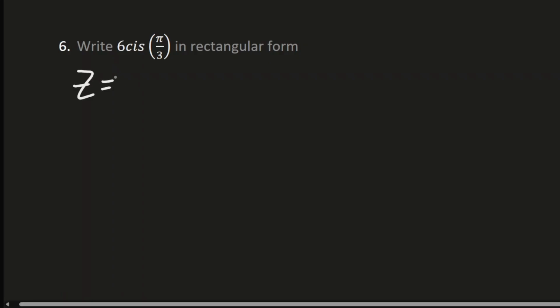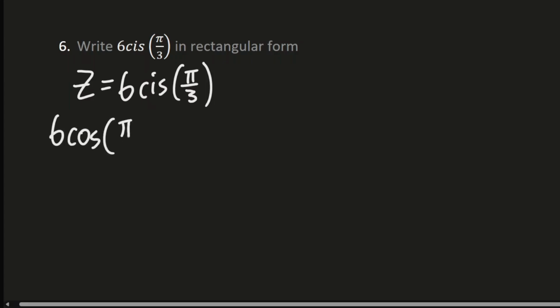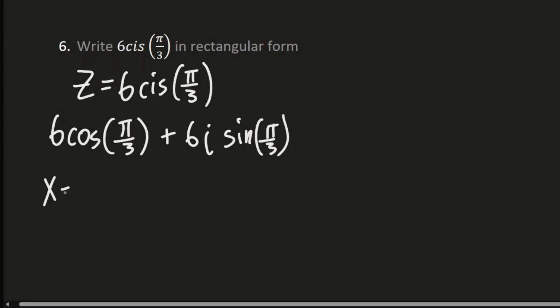We have 6 CIS of pi over 3, and putting that into form is z is equal to 6 CIS of pi over 3. And when we expand that, that becomes 6 cosine of pi over 3 plus 6i sine of pi over 3. And that would mean that x is equal to 6 times cosine of pi over 3, and y is equal to 6 times sine of pi over 3.